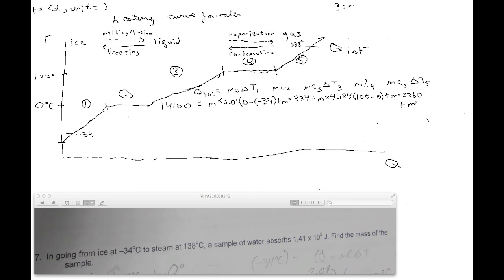Now we can factor out an m, and we get 141,000 is equal to m, and then 2.01 times 34 plus 334 plus 4.184 times 100 plus 2,260 plus 2.01 times 38.